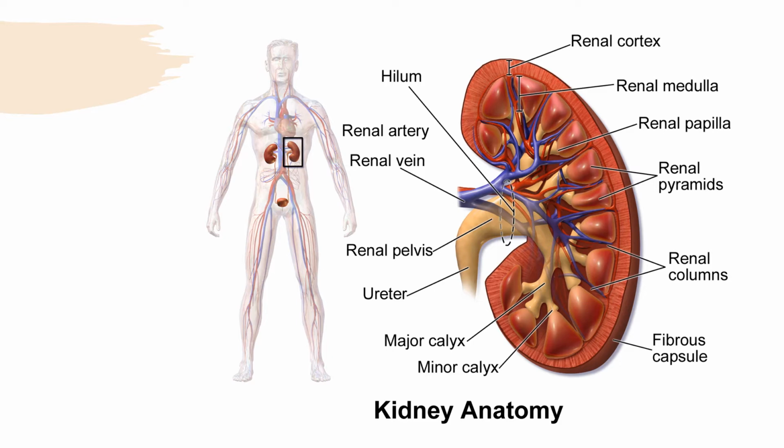That actually consists of a number of what they call pyramids. They actually look like little triangles here, renal pyramids. The top of the pyramids are actually the points. So don't think the top is the outer, wider portion. The top of these is actually the pointed part of the pyramid.